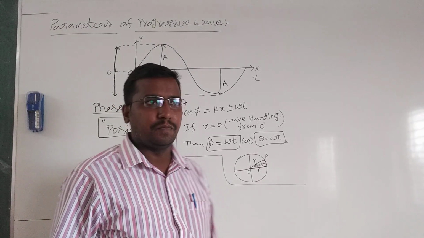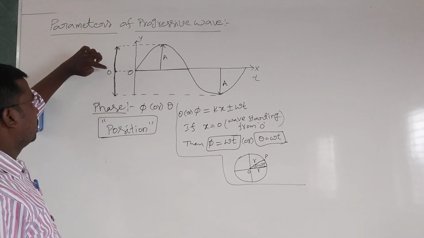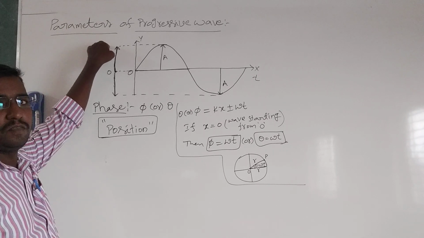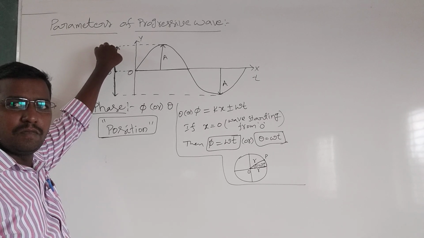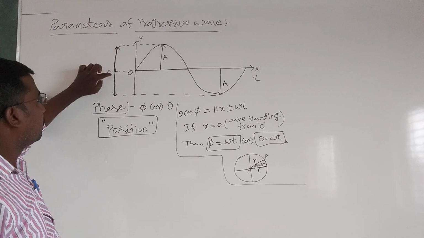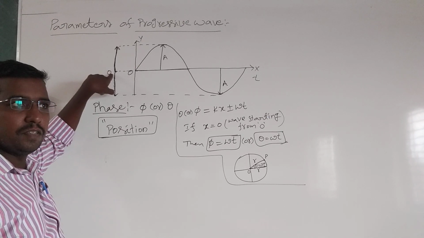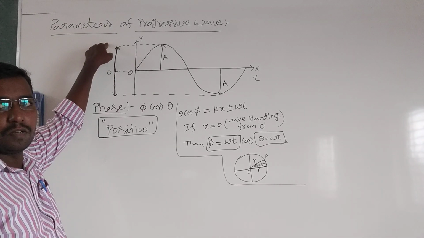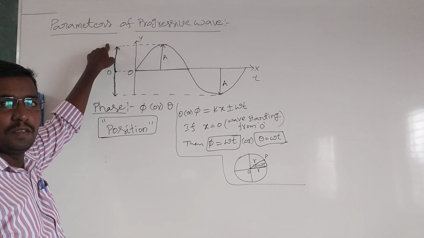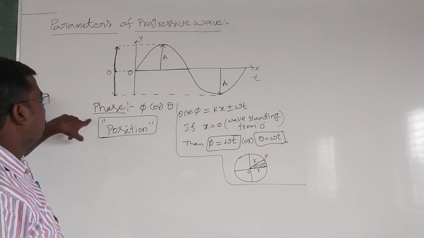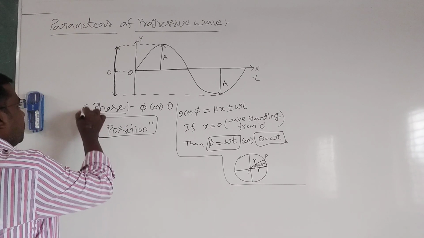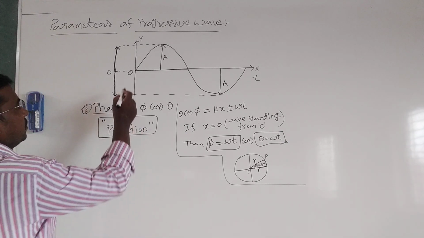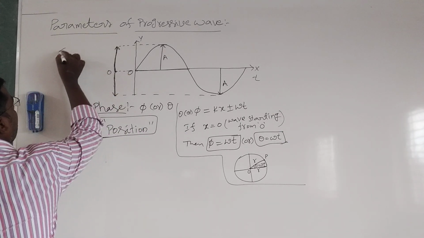Suppose the particle moves from the origin and reaches the maximum displacement point. Then what is its position from the mean position, and what is its direction or angle from the mean position? This is discussed by using phase. This is the second parameter, phase. You can take a circle also.